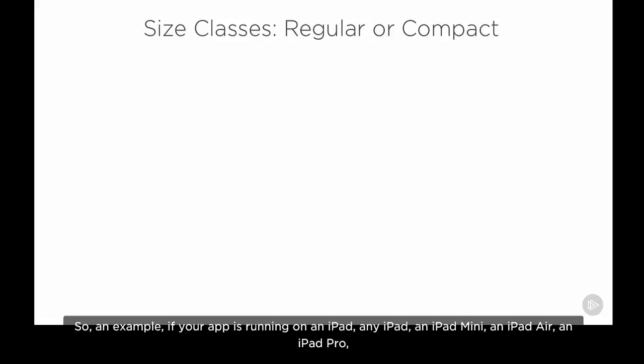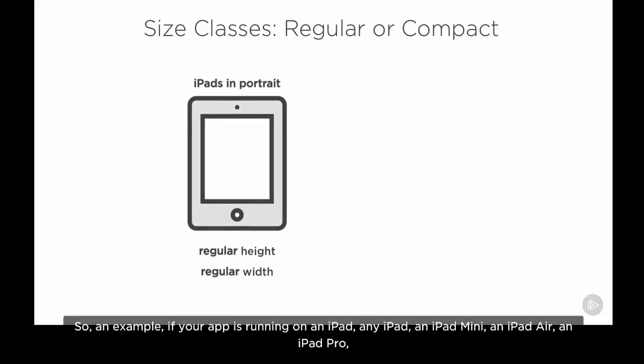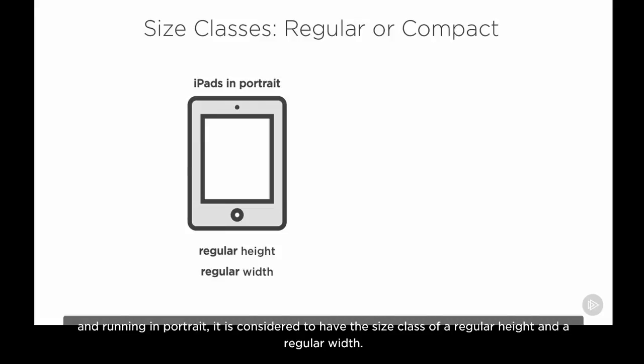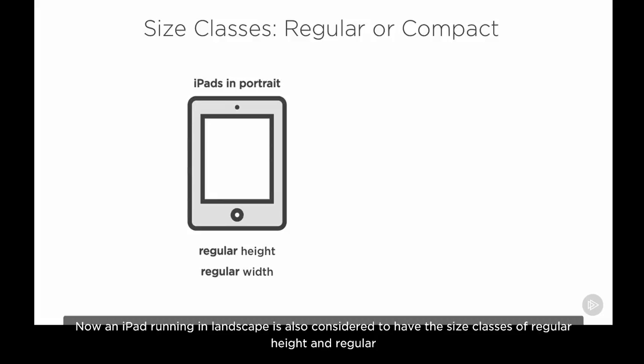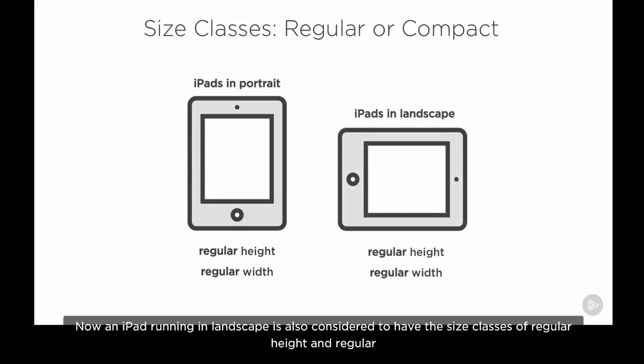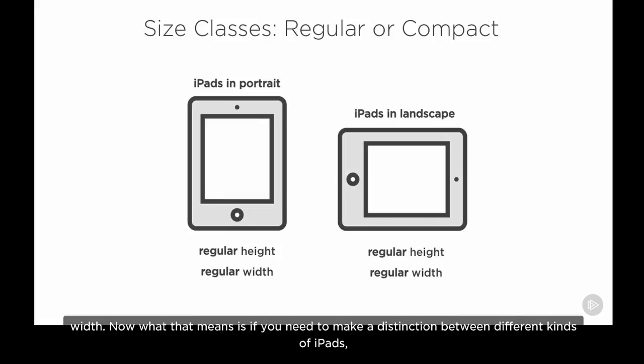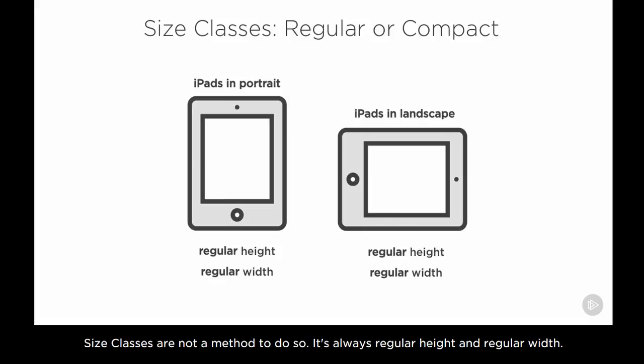So, an example. If your app is running on an iPad, any iPad, an iPad mini, an iPad Air, an iPad Pro, and running in portrait, it is considered to have the size class of a regular height and a regular width. Now, an iPad running in landscape is also considered to have the size classes of regular height and regular width. And what that means is if you need to make a distinction between different kinds of iPads, size classes are not a method to do so. It's always regular height and regular width.